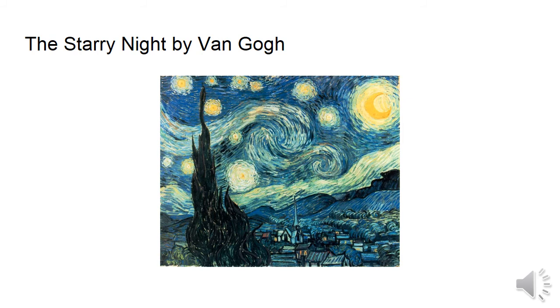So here we have The Starry Night by Van Gogh. Now if you have a look at the picture, there are lots of swirls and twirls and different colours and lots of things for you to look at here. Now you might look at this and think, oh, that's quite exciting. There's lots going on. It makes me feel quite excited to think about what might be happening in that sky.